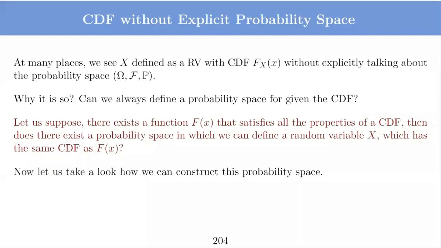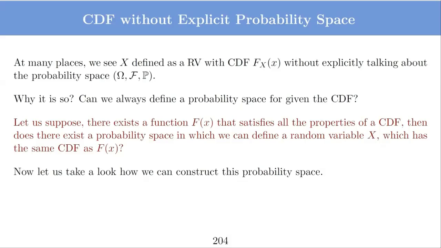So in many places you will see that there is an X defined as a random variable and the CDF is given. But it doesn't explicitly talk about what the probability space (Omega, F, P) is. And then they ask different questions, like what is the probability that X is less than this? So why is it like this?